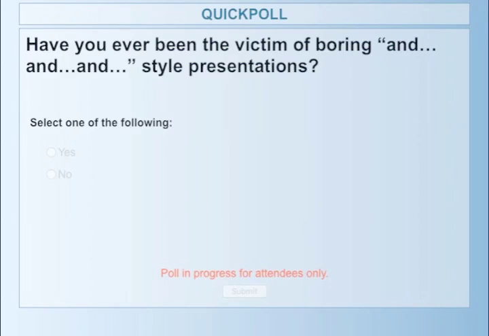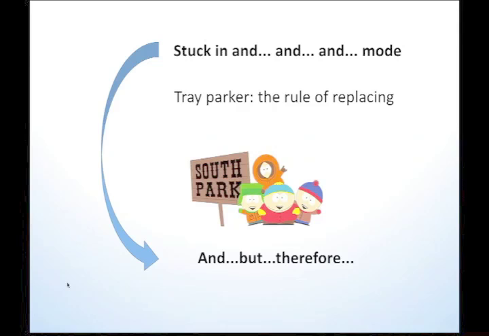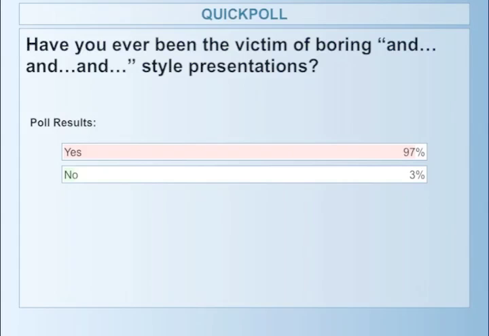So Trey Parker, the guy behind South Park, is undeniably a great storyteller. He created one of the most successful animation series in the world. And he came up with this rule of replacing to make his scripts more interesting. He said that if in a script you try to change those "and then" with "but" and "therefore", you make your story a lot more interesting.